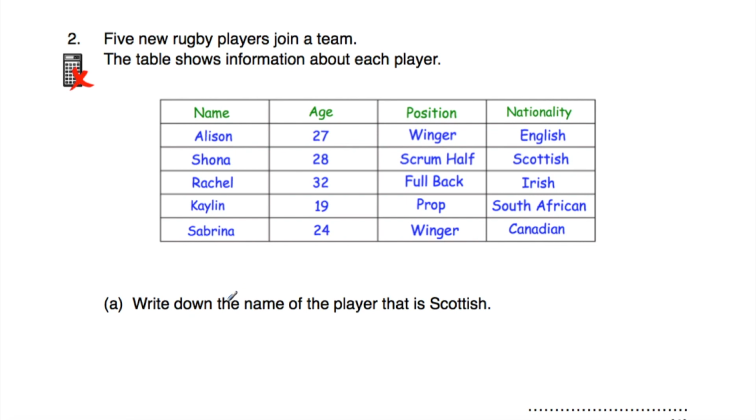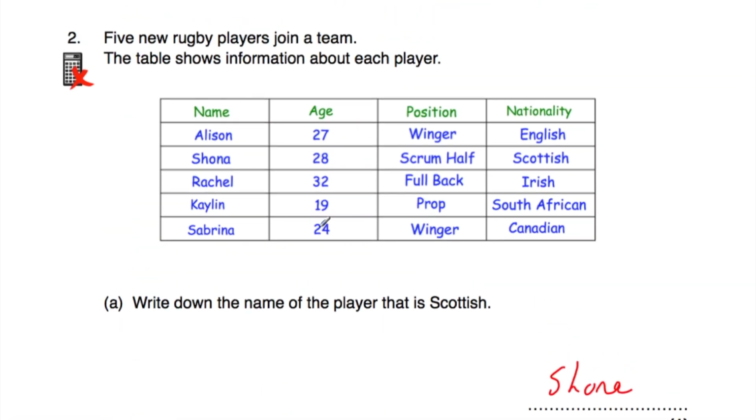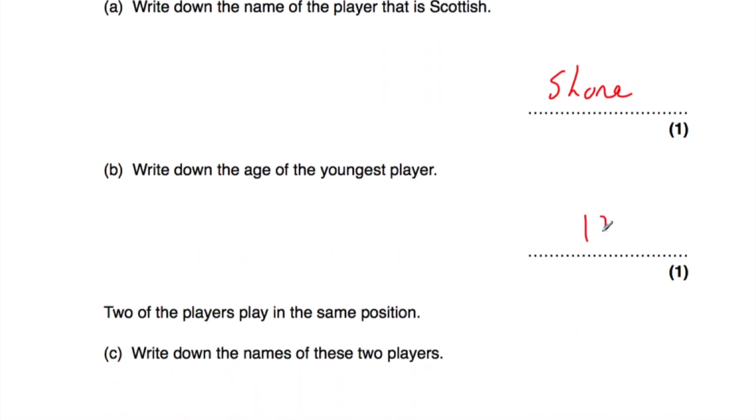The question says, write down the name of the player who's Scottish. If we have a look at the table, Scottish is Shona. Her name is Shona. Now part B says write down the age of the youngest player. We want to find the youngest player and write down their age, not their name. So let's look at the ages: 27, 28, 32, 19, that's the youngest player, and 24. So the age of the youngest player is 19.